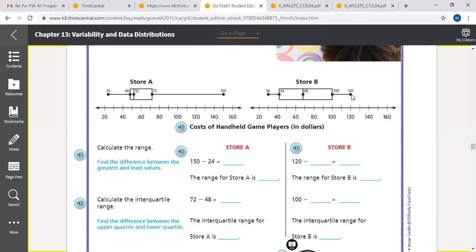The greatest value here is 120 and the least value here is 30. We will subtract the 2 values, it will be 90. The range for store B is 90. This is 100 and this is 42.